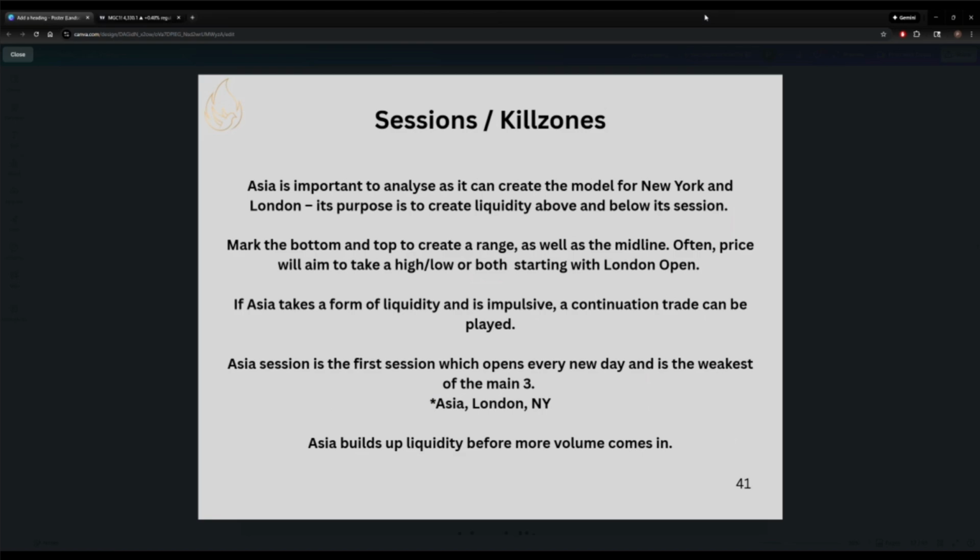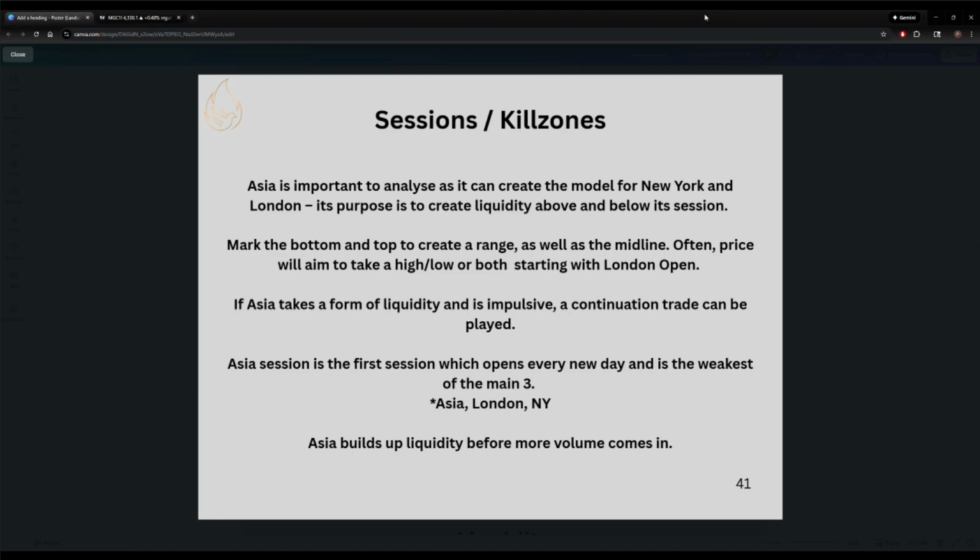So mark Asia highs and lows. We're going to put you on with an indicator that automatically does that for you. I still like to have it marked out sometimes, just to see it better. But yeah, the indicator does it for you, so you don't really have to worry too much about marking it out every day.